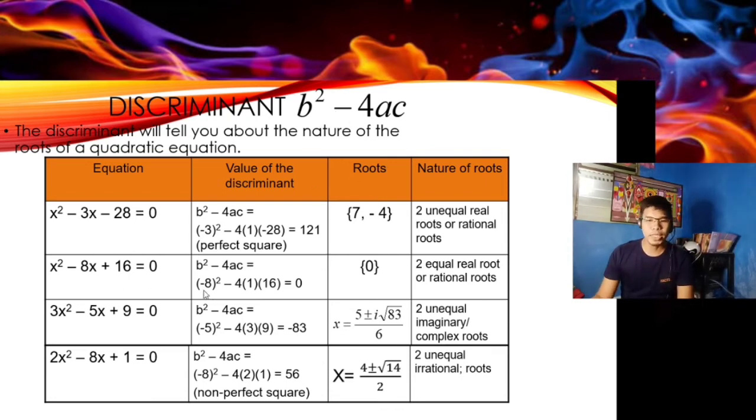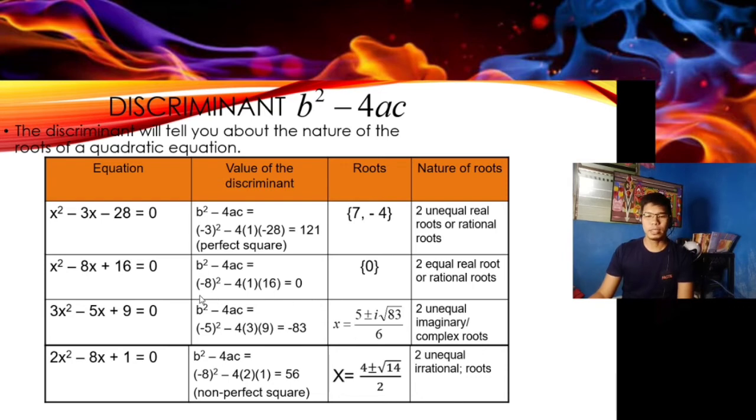Okay, for the second example, we have x squared minus 8x plus 16 equal to 0. Again, the discriminant is given by b squared minus 4ac. So we substitute negative 8 for b, minus 4, and then positive 1 for a, and then positive 16 for c, equal to 0.